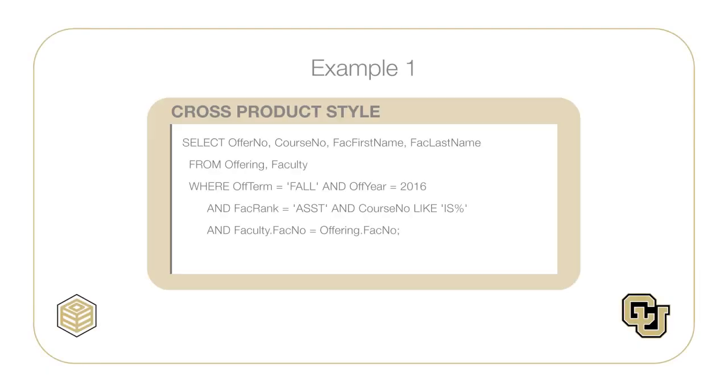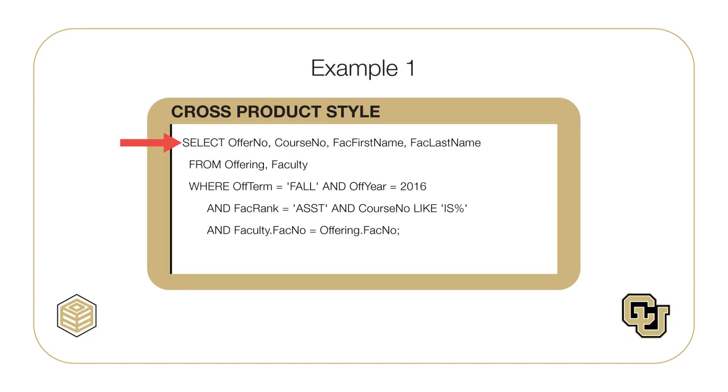This lesson provides examples of two important ways to specify join operations. The cross-product style lists tables in the from clause and join conditions in the where clause, as shown in Example 1. Example 1 shows a SELECT statement to retrieve the offering number, course number, and faculty name, first and last name, for assistant professors teaching information systems, IS%, courses in fall 2016. Note that the from clause contains the offering and faculty tables, and the where condition contains the join condition in the last line of the statement.